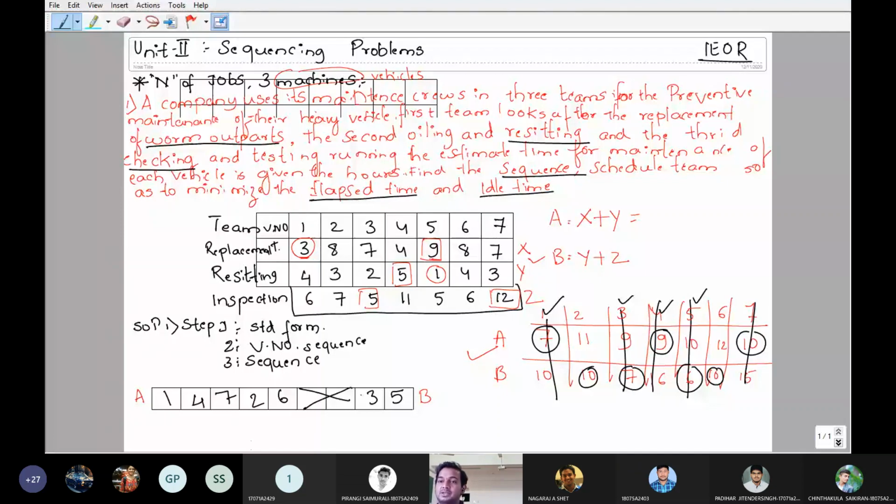Here there are 3 machines or vehicles, but for simplicity, we have to do the single sequencing. With the help of X and Y and Y and Z, we have found out A and B, and we have got some sequence. Our sequence is now vehicle number 1, vehicle number 4, vehicle number 7, vehicle number 2, 6, 3, and 5. I hope everyone has written it in your notebook. If not, please take it down in your notebook.